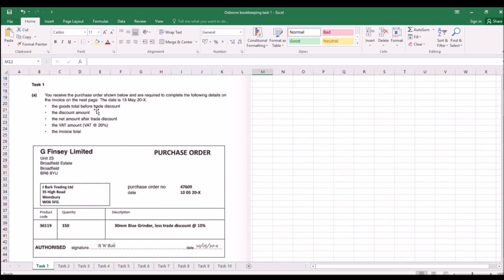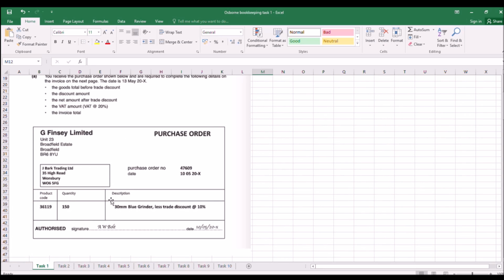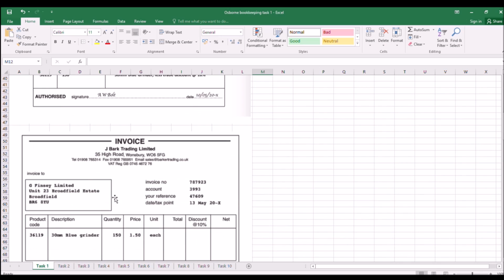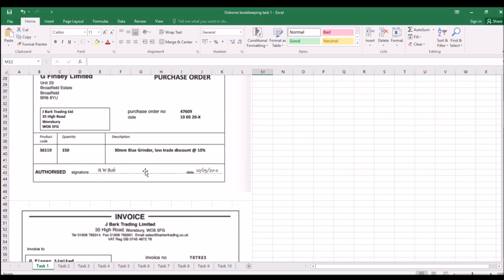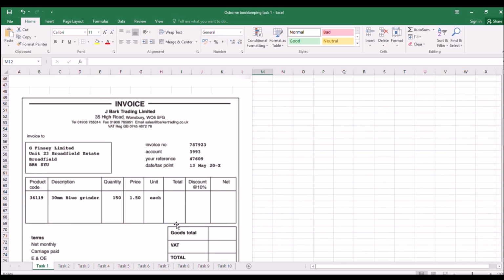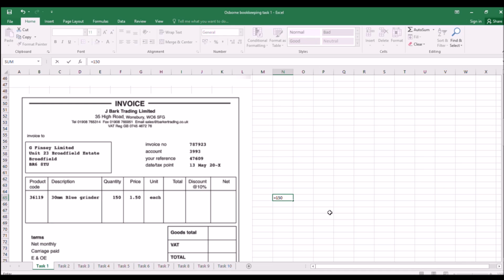We receive a purchase order below and we're trying to complete the following tasks. We've got a purchase order from our customer, and we're going to complete the sales invoice that we send to the customer. So we've got to complete the total figure. We've got 150 units and we sell them at £1.50, so that's the goods total. We've then got the discount that we're going to apply, so that's 10%.